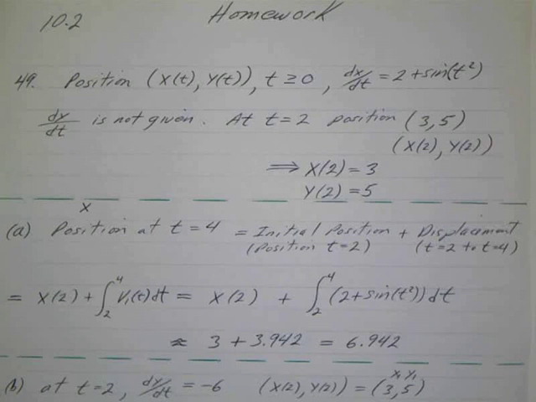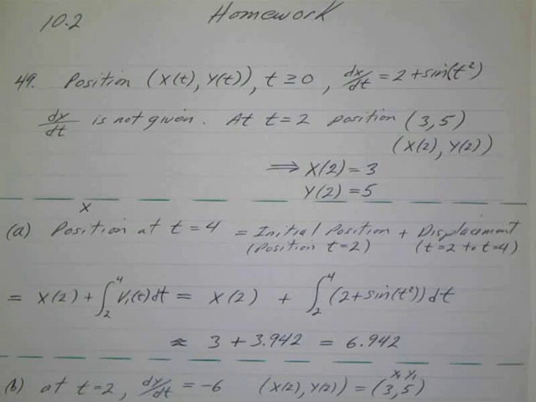49 from 10.2, and we just had to do A, B, and C. D got a little crazy. Okay, the object is moving along the curve in the xy plane, has position vector x of t, y of t at t greater than 0, with dx/dt equal to 2 plus the sine of t squared. The derivative dy/dt is not explicitly given. That means you could kind of figure it out, but it's a chore, so we won't do that.